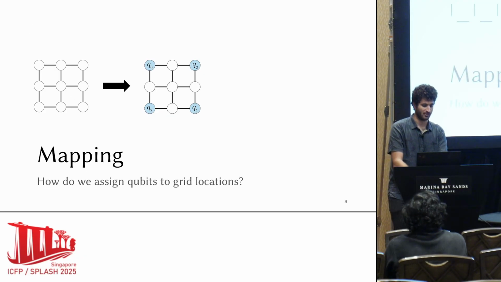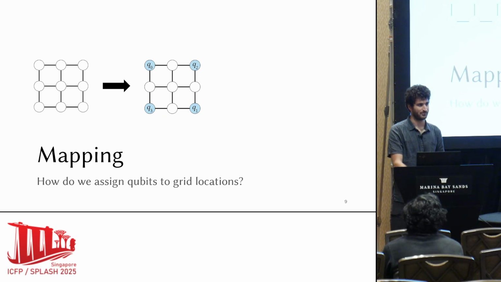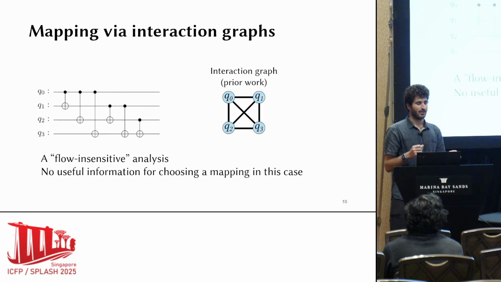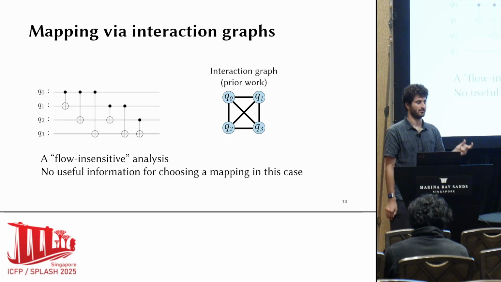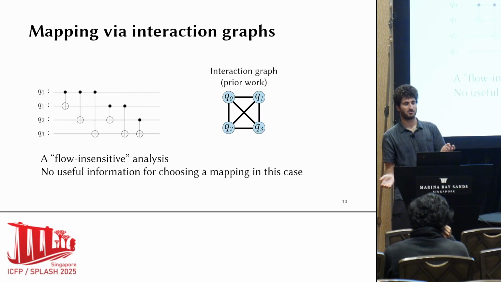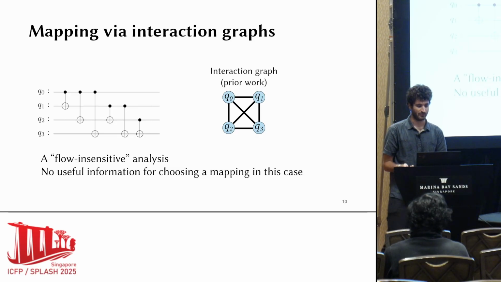So I'll start by talking about the mapping phase, which is how we're going to assign qubits in our circuit to locations on our grid graph. One thing that you might do to solve this kind of mapping problem that we've seen in prior work is to construct something called an interaction graph. This is a graph that corresponds to our circuit, where we introduce an edge for every pair of qubits that are involved in a 2-qubit gate. And this can give us some sense of what sorts of things should be mapped close together to avoid conflicts.